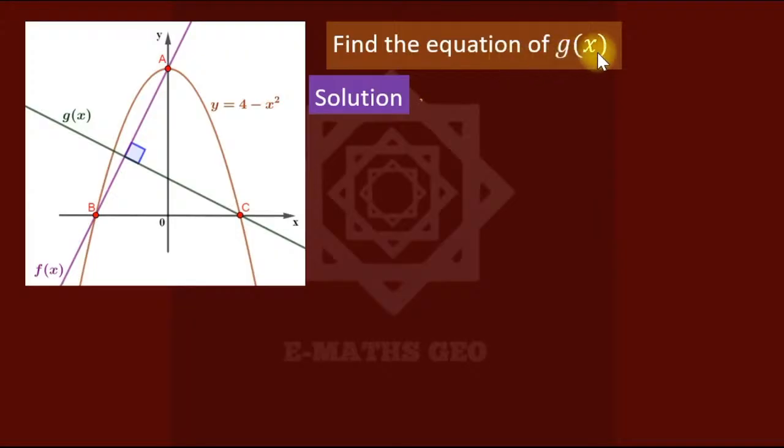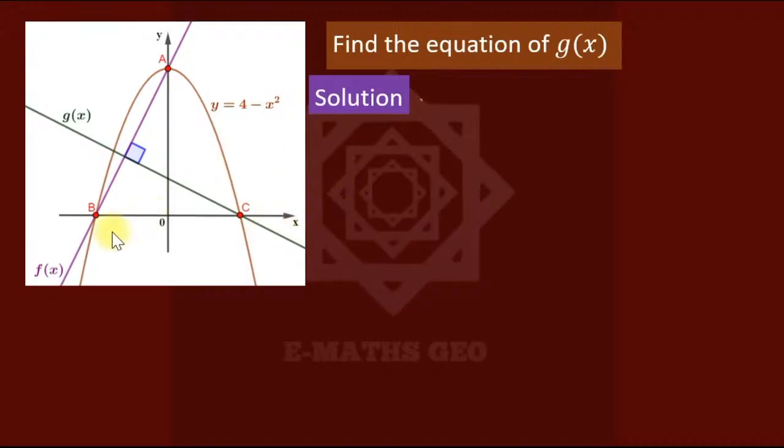Find the equation of g of x. We're looking for the equation of the green line. If you observe, this line is perpendicular to that, and it will help us to get this. Once we know point C, we can get the equation of the line passing through this point with slope perpendicular to this. So we need to get the slope of this line and also this point. So we need to get points A, B, and C. With that, we can solve it.